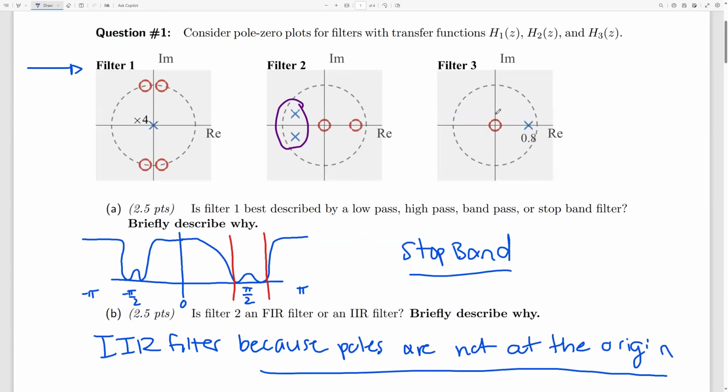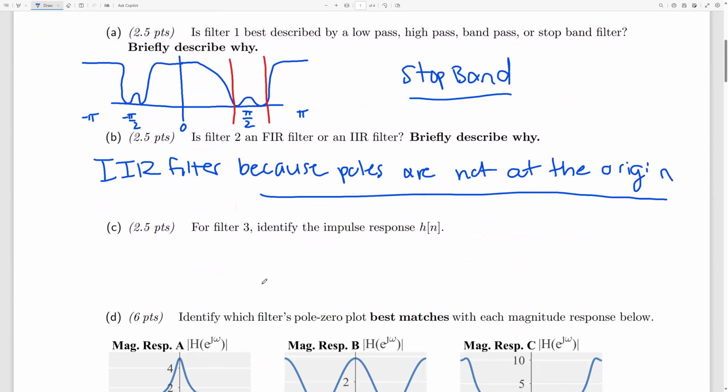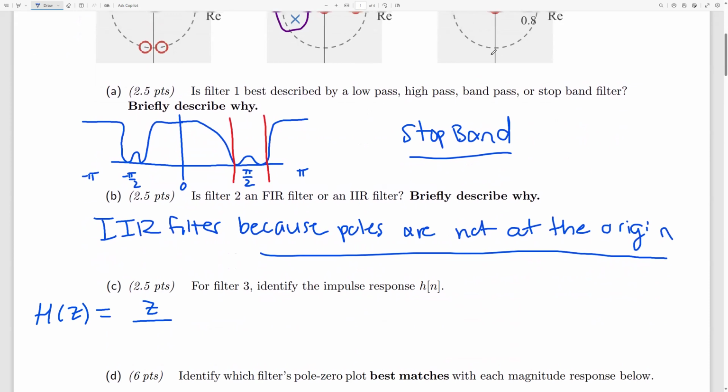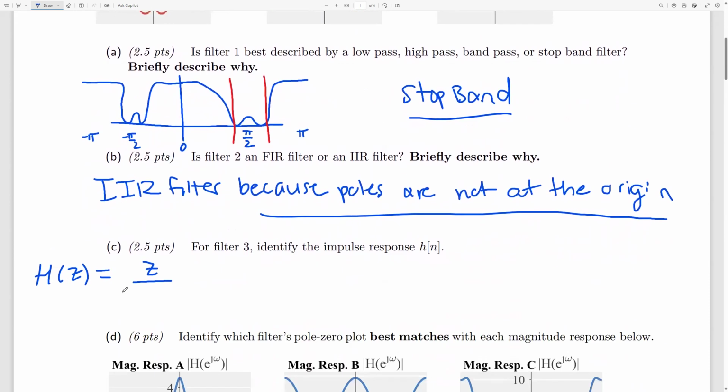Next, for filter 3, identify the impulse response h of n. So you look at this, and there's a 0 at the origin, and there's a pole at 0.8. This should guide your way of writing H of z. That's all the information you know at this point. So the numerator must be z, because the 0 is at the origin, and the pole must be at 0.8.